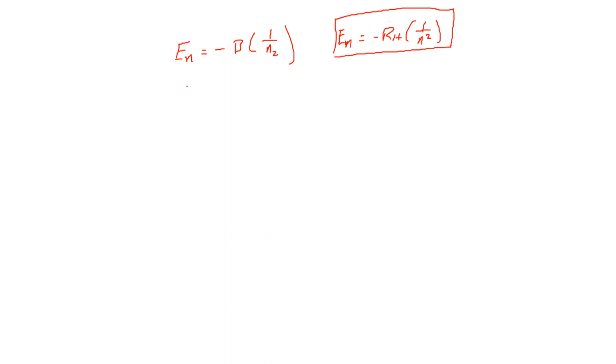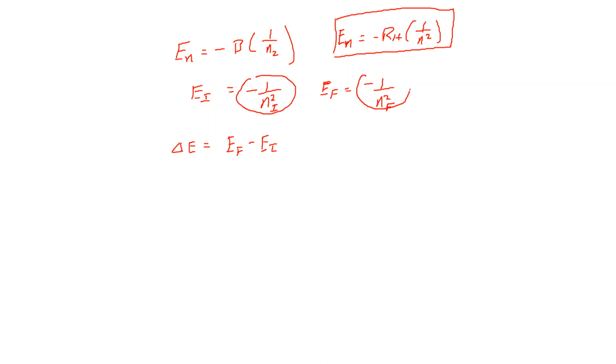So E initial would be equal to minus RH over n squared initial, and E final would be equal to minus RH over n squared final. Therefore, delta E, and I'm just showing you in detail how we derive that equation, would be equal to EF minus EI. We plug these expressions into this equation. I forgot to put the RH, so let me put RH here and RH here.